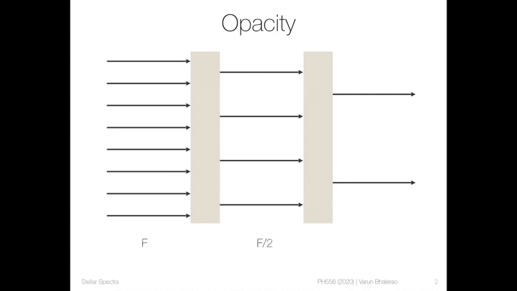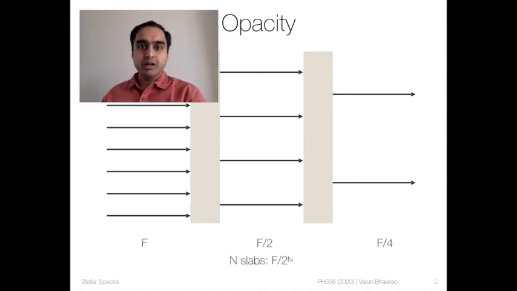So about half the light that was incident went through, which means that the second slab is going to do the same thing, so that the flux that comes out from the second slab is now going to be F by 4 rather than F by 2 as before. In general, if you had n slabs of this type, then the flux that would come through is going to be F divided by 2 raised to n. So that's the general idea behind absorption: absorption is a multiplicative process. It is not additive or subtractive, it is multiplicative.